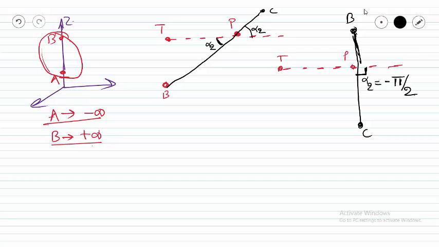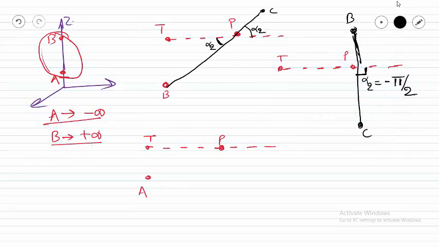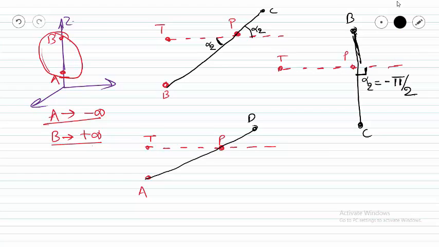Now similarly, let us see this. This is point P again, this is point T. Now we will consider A. Earlier, this line is like this. Let us say this is D, and this is alpha 1, and this is also alpha 1. Now for this line to become an infinite line charge distribution, A has to move to minus infinity.